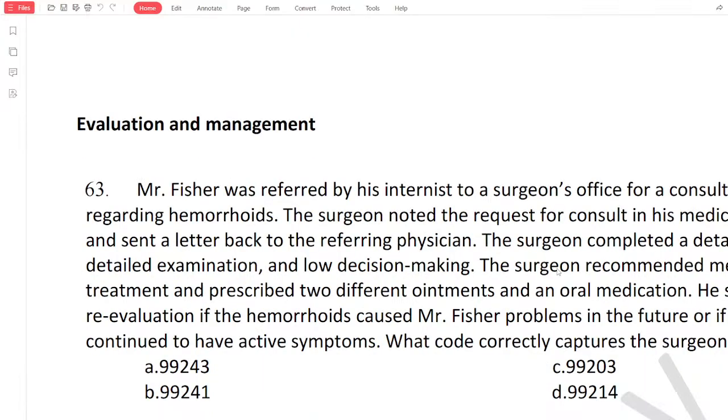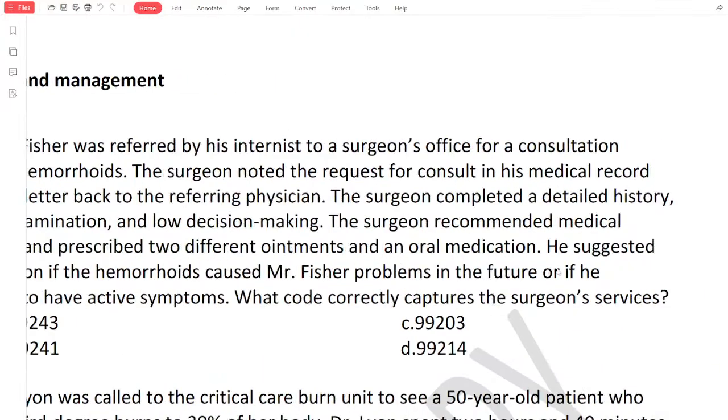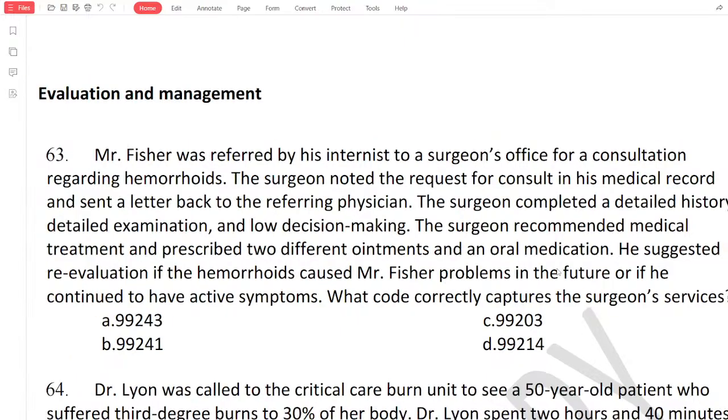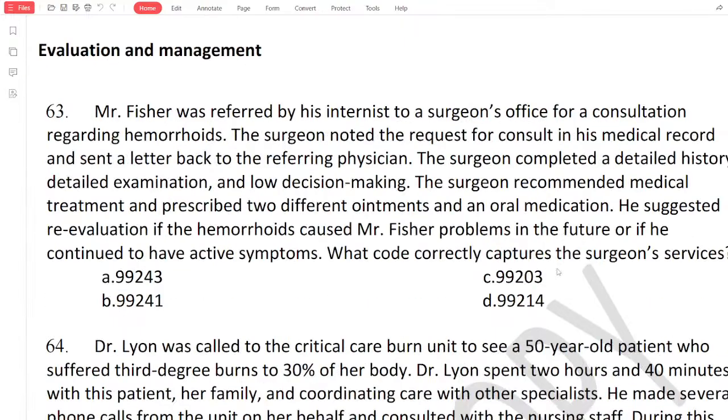Next is E&M. E&M is the toughest chapter for me. Not only yours, but for me, E&M is a little bit tougher, because the way of identifying the code is very tough for myself. That's why I'm sharing my experience with you guys.